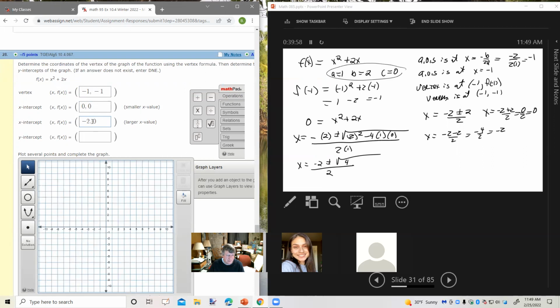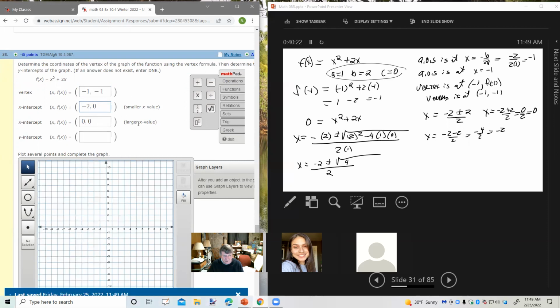In fact, it looks like I used a period instead of a comma. So this should be 0, 0, and this should be what? Negative 2, 0. Okay. Also, this already has the parentheses. I've had students add the parentheses inside the box, and then that confuses WebAssign. So pay attention to the stuff they're saying here. Don't just plug the numbers in and walk away.